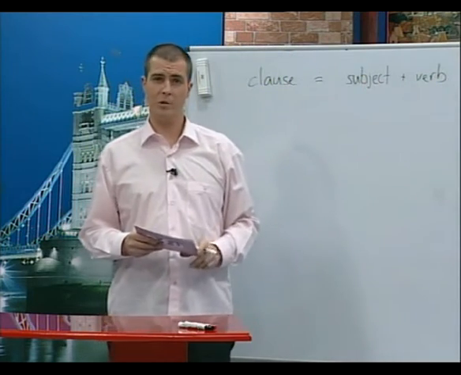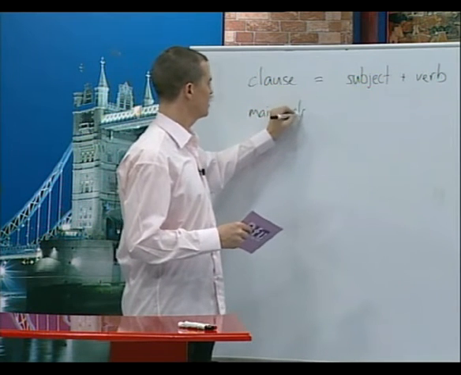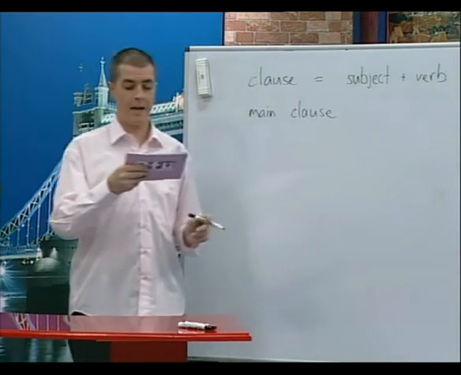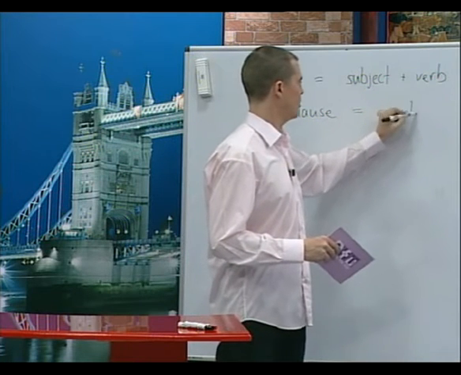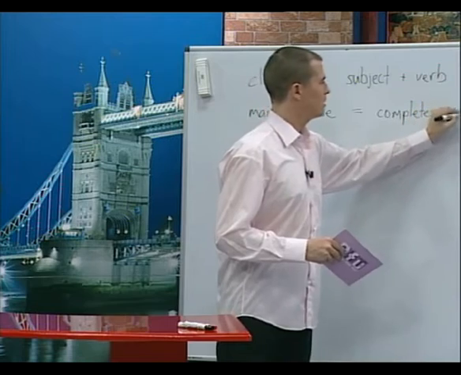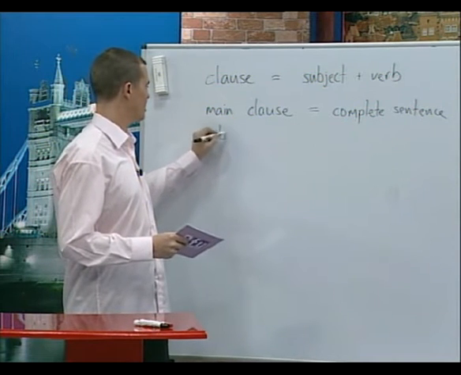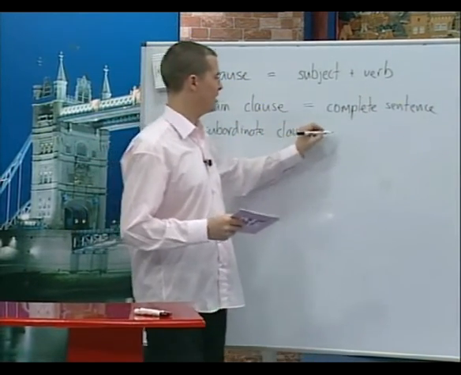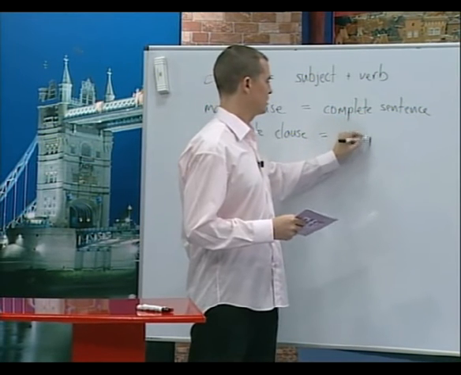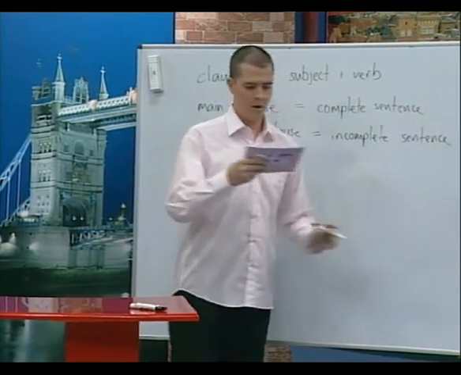Now, there may be several clauses in a sentence. There may be the independent or the main clause. And the main clause is a complete sentence. Or we may have the subordinate clause. This is the other part, and this is an incomplete sentence.